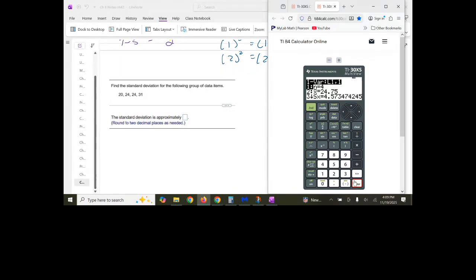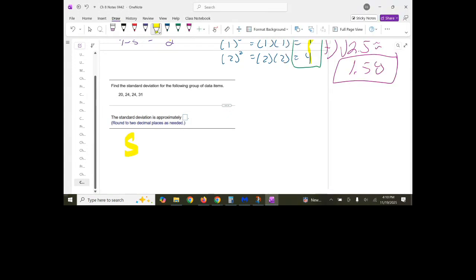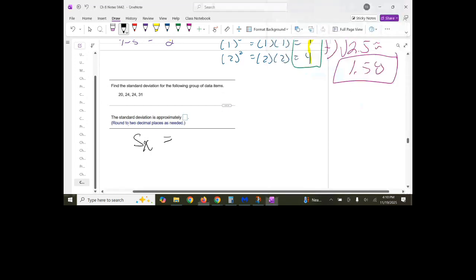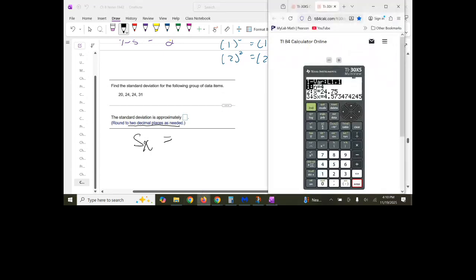Boom, boom, boom. Okay. The symbol that we use for standard deviation, y'all, is this little Sx button, right? So right here, if I look at my Sx, it's that one right there. Y'all, when you're doing this standard deviation, I want you to notice what it tells me. We're going to round to 2 decimal places. So the only question I want to ask you: what do you guys think, 4.57 or 4.58? 4.57, right? Boom.